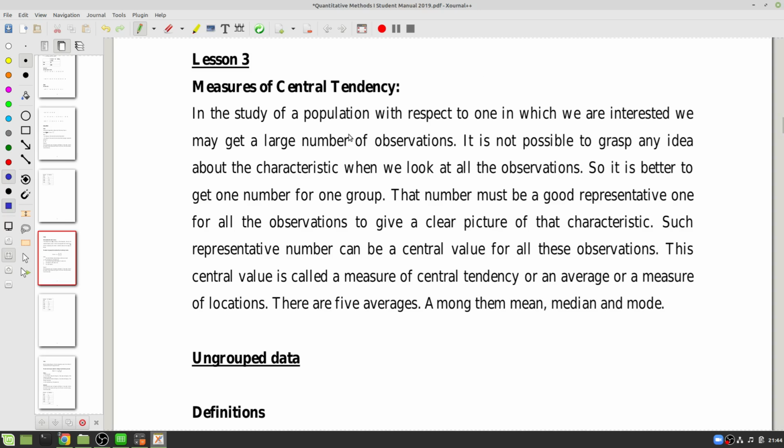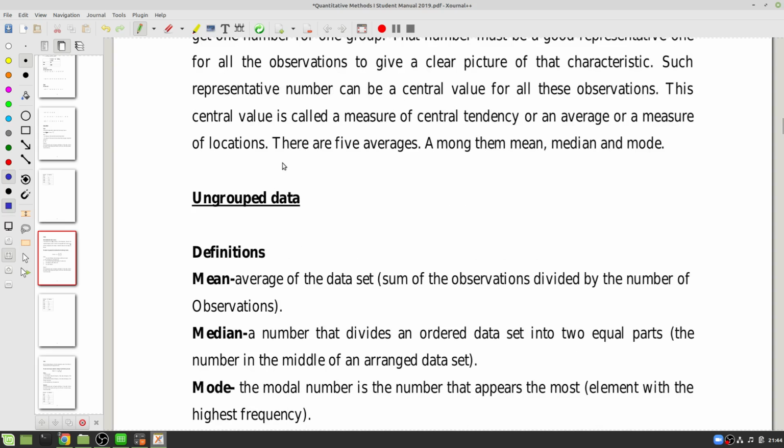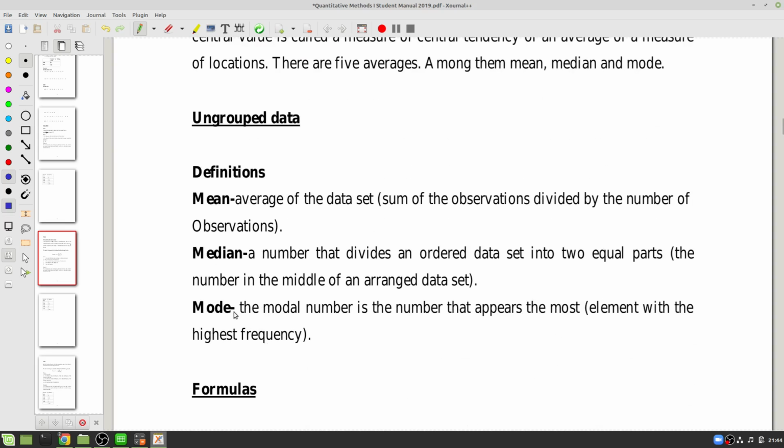Now, there are three types of measures of central tendency, and you all know those ones. It's the mean, the median, and the mode. Now the mean, that's one we learn from when we were little kids. We work out the means or averages of certain things.